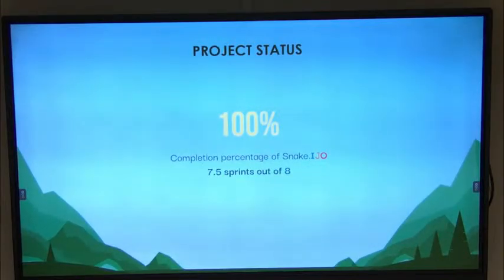Now, for our project status with Justin. Thank you. Okay, so for our project status, as you can see, we were able to accomplish 100% of our project. It took approximately 7.5 to 8 sprints.